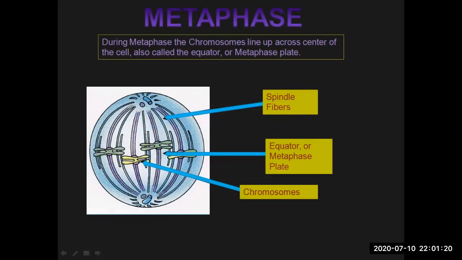Metaphase. During metaphase, the chromosomes line up across the center of the cell, also called the equator or metaphase plate. The second phase of mitosis is the metaphase. We can see the formation of the metaphase plate at the equator of the cell.